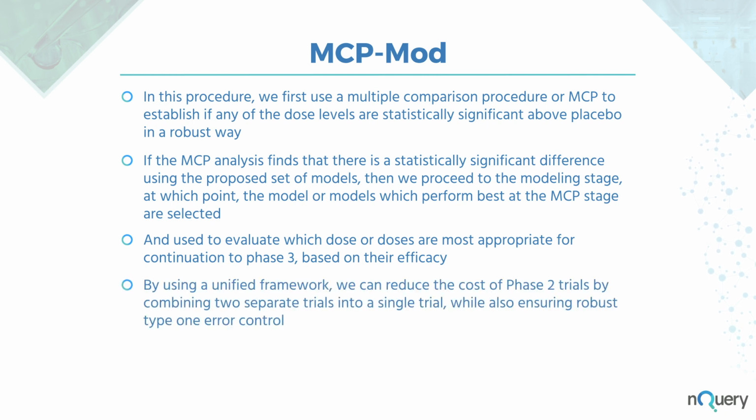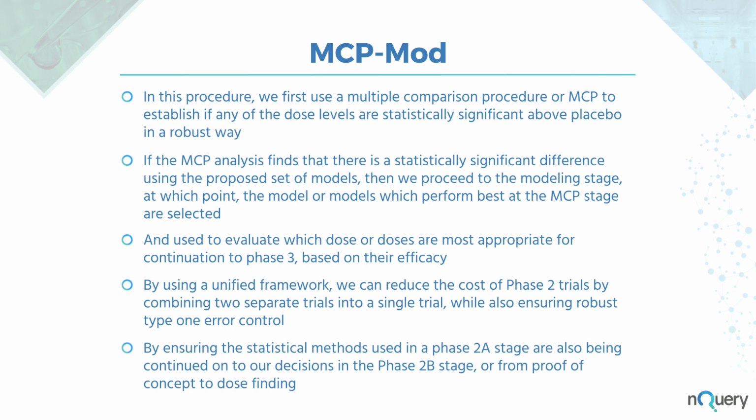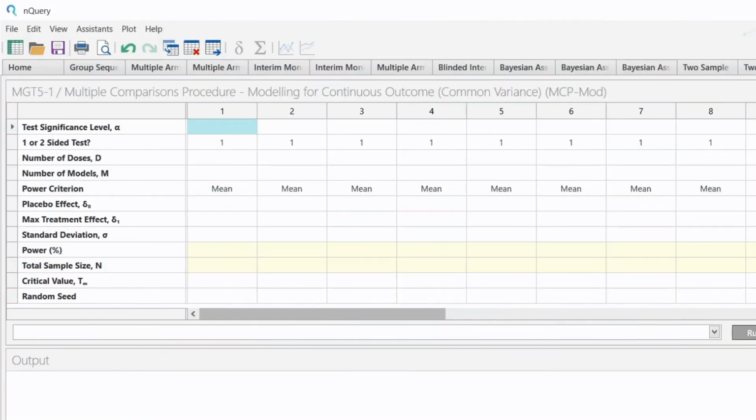By using a unified framework, we can reduce the cost of Phase 2 trials by combining two separate trials into a single trial, while also ensuring robust type 1 error control by ensuring the statistical methods used at Phase 2A stage are also being continued on to our decisions in the Phase 2B stage, or from proof of concept to dose finding. In nQuery, to use MCP Mod for sample size, we need to do three things. Firstly, we need to give our overall study parameters, such as the significance level and the expected response at placebo and the maximum expected response.